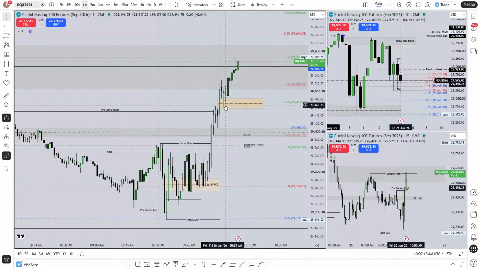This was a good tape read right here, right? I mentioned this gap taking us to the equal highs right here.